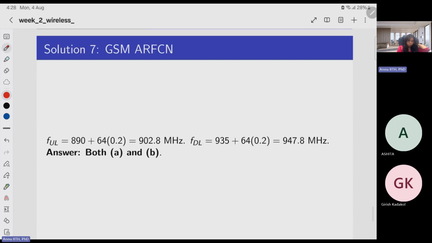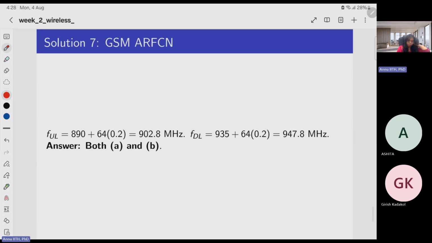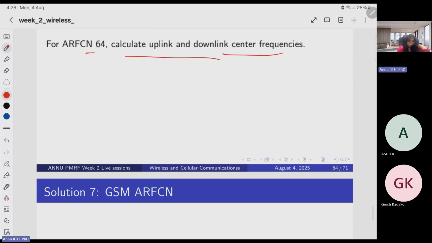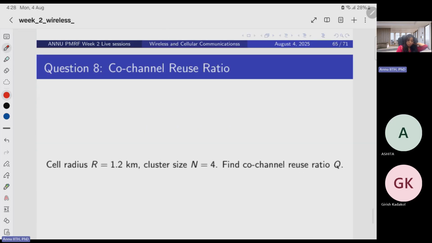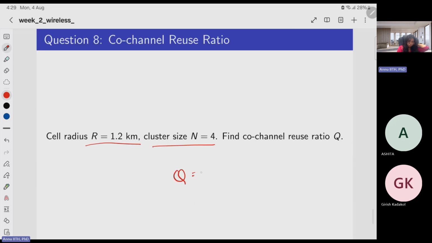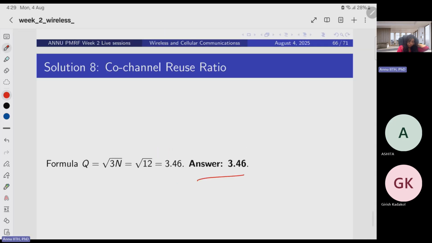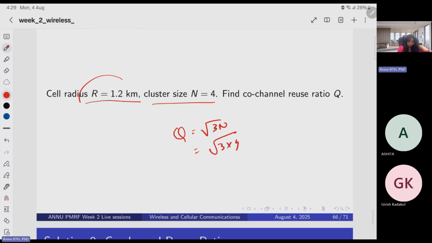Again, the same formula. The channel number is 64. These are fixed values, I don't think so. The options were there. Co-channel reuse ratio: for a cell of radius 1.2 kilometers and cluster size n equals 4, find the co-channel reuse ratio. What was the formula? Root over 3n, just putting in n as 4. It was 3.8 even. It does not depend on this radius.